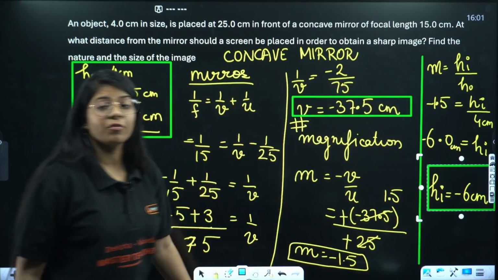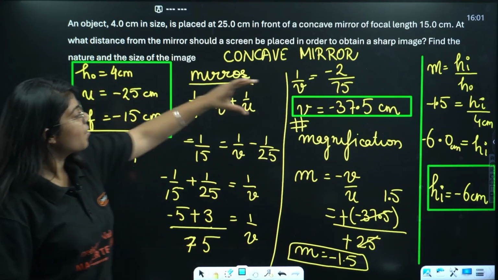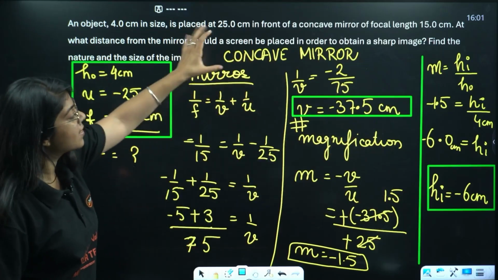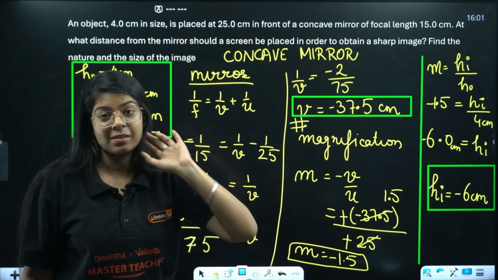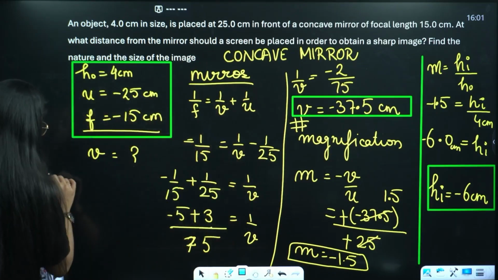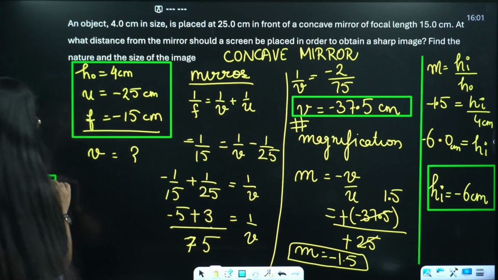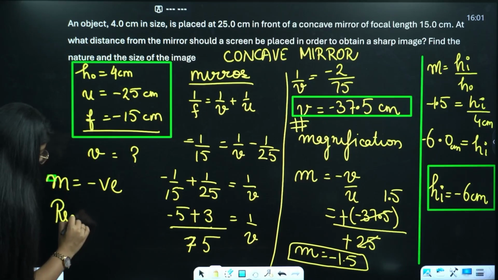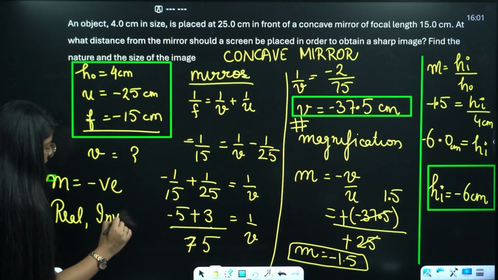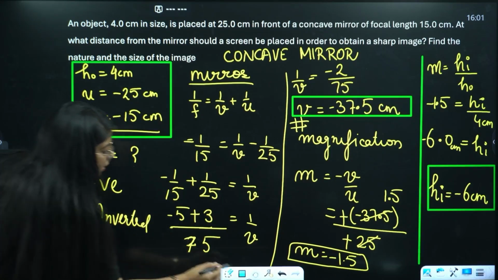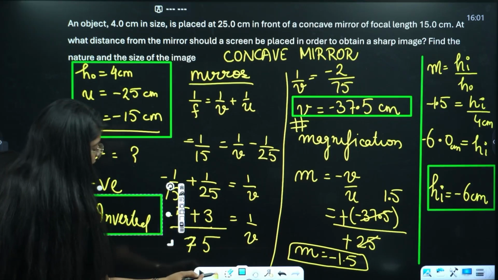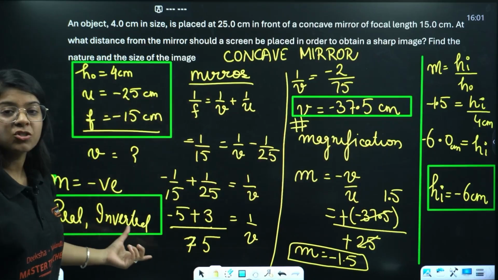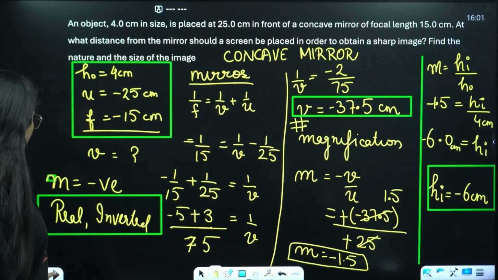Okay, so we found what was asked. We found the image position and we found the size of the image, and since the magnification is negative, the nature will be real and inverted. Understood? The nature will be real and inverted. So these are the three answers we wanted: position, height of image, and nature of image. Correct? Moving on to the next question.